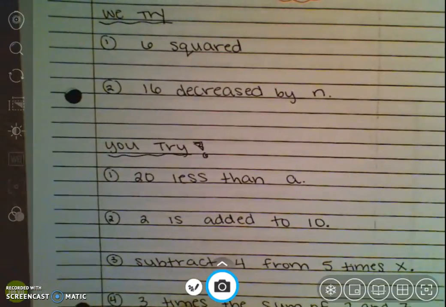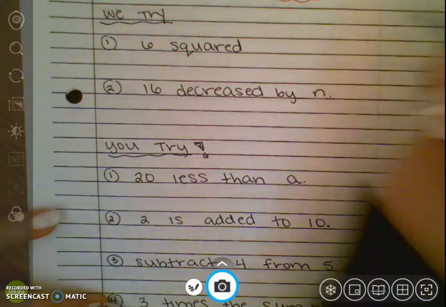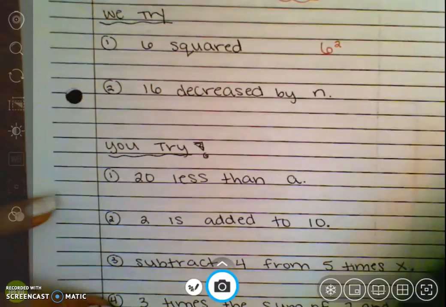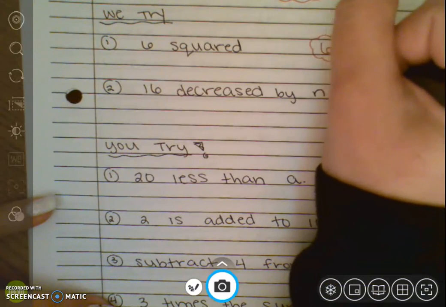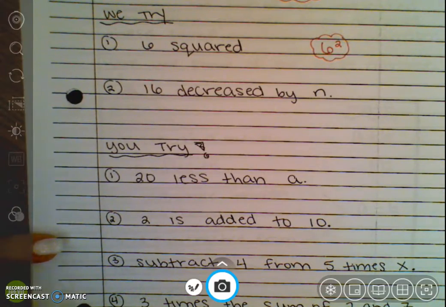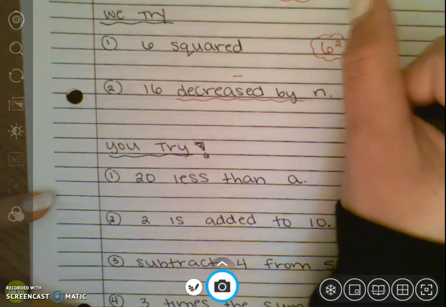We then have we try problems. So 6 squared. Hopefully y'all remember me saying the word squared previously before you left. So 6 squared is 6, and then squared is an exponent, and it should be an exponent of 2. So it's just a little 6 and then a little baby 2 up top. Okay, 16 decreased by n. Remember, decreased, we used it above. It should be subtraction. 16 decreased by n would just be 16 minus n.